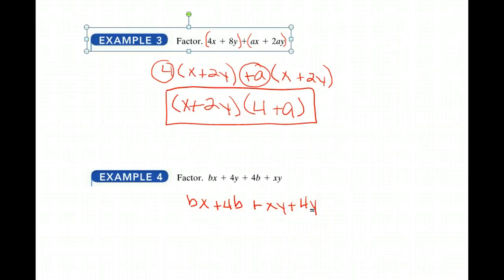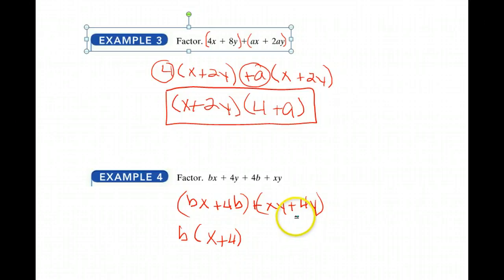The reason I chose to do that was because I thought that my b's would go good together, and I thought my y's would go good together. I'm just going to try this out. So I'm going to go ahead and put some parentheses around the first 2 and the last 2. Do I have a GCF now in my first group? I sure do. I can take out a b. When I factor out that b, I'm left with x plus 4.